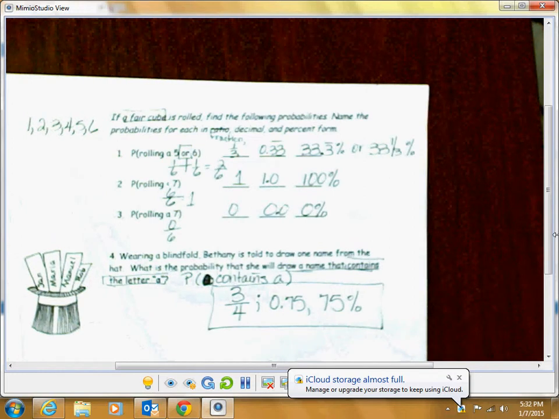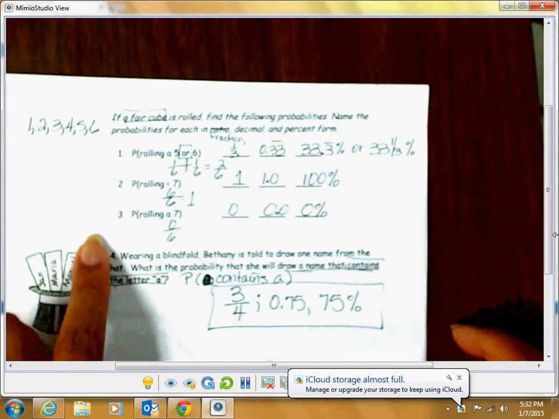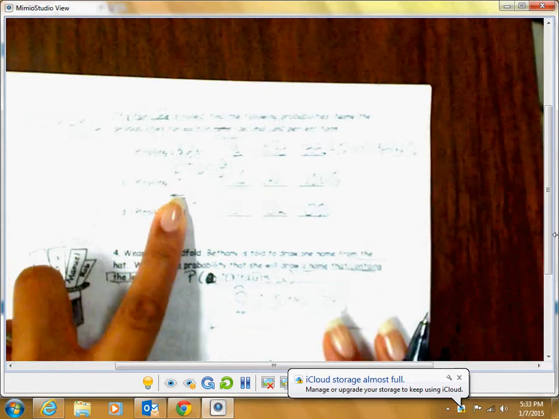Okay, and then we looked at the probability of rolling a 5 or a 6.